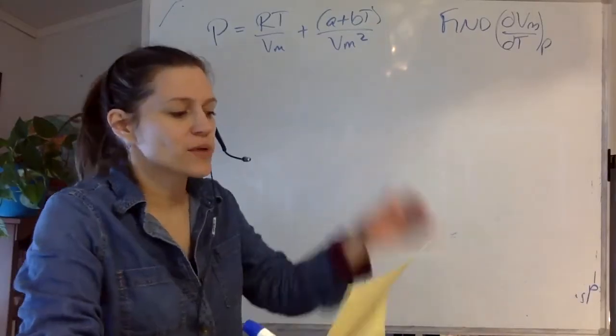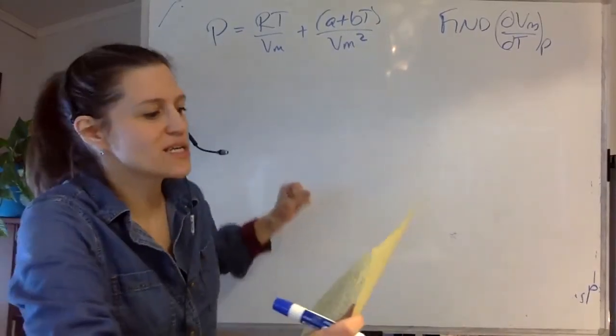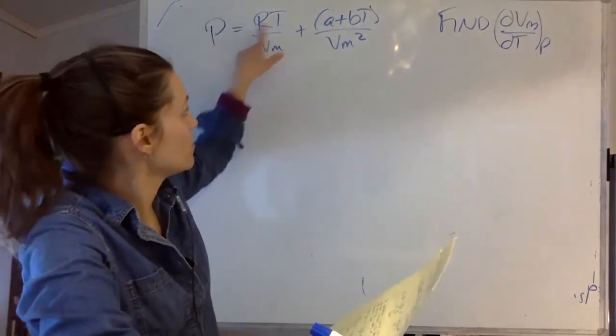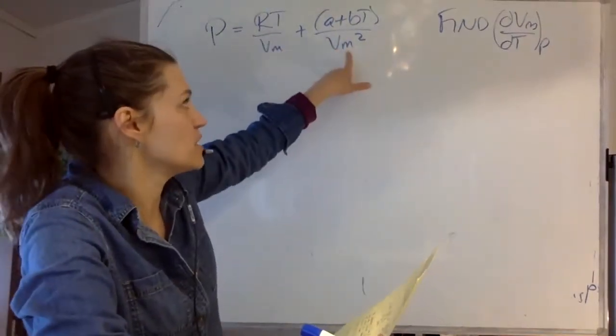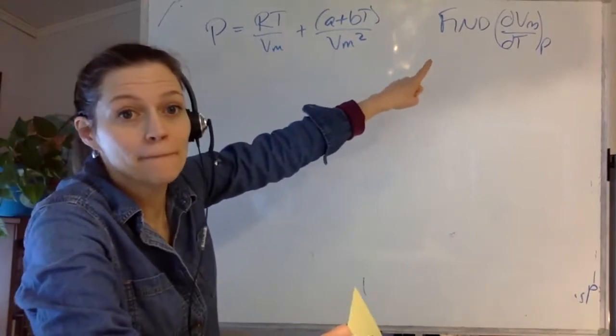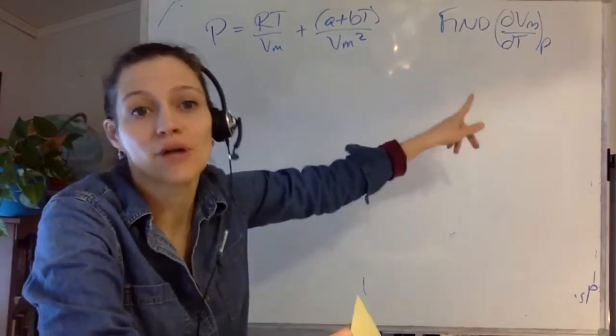Hi. Okay, so we are doing problem P1C.16. The equation of state of a certain gas is given by P equals RT over Vm plus (A plus BT) over Vm squared. Find dVm/dT, or partial V partial T at constant pressure.